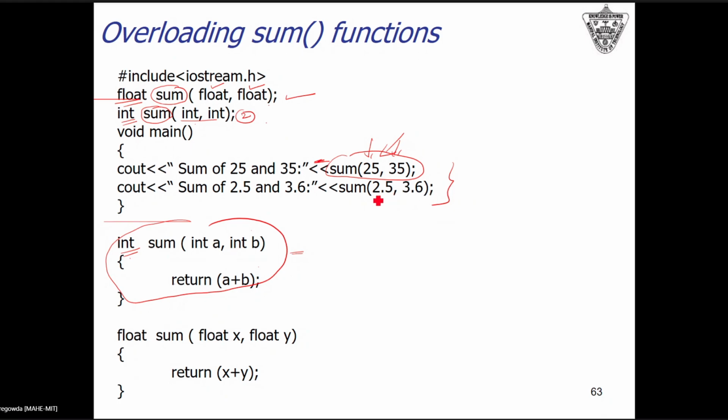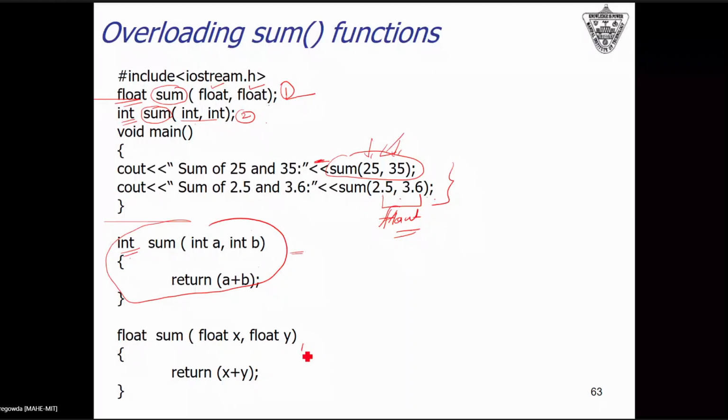In the second statement, I have sum(2.5, 3.6). Still, this statement also has two arguments, but their type is float in this case. The compiler is going to look for the matching function. So the compiler finds that function 1 is the correct match for this function calling statement. So this is going to invoke the function which takes two floating point parameters.